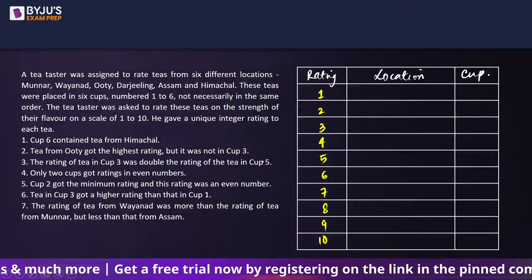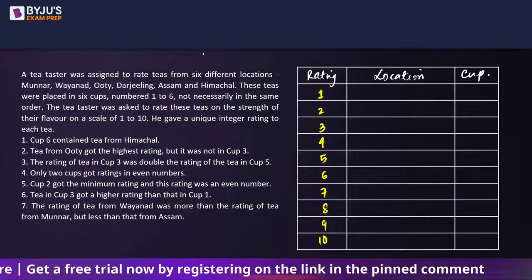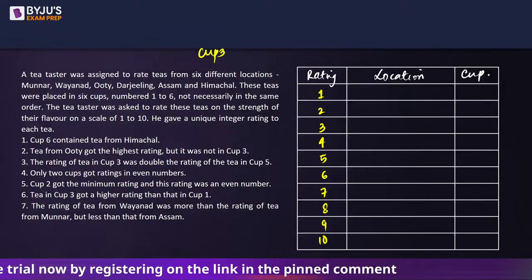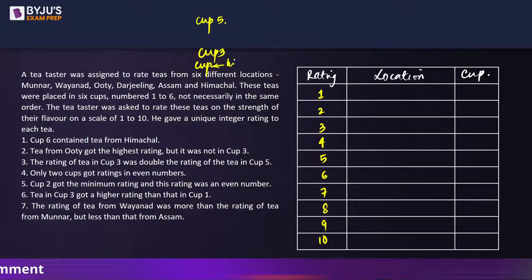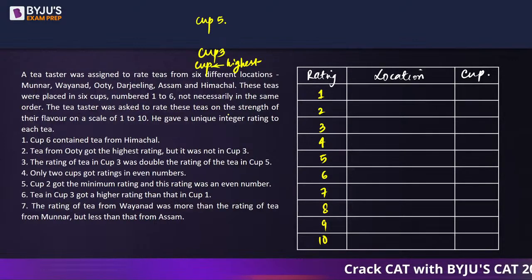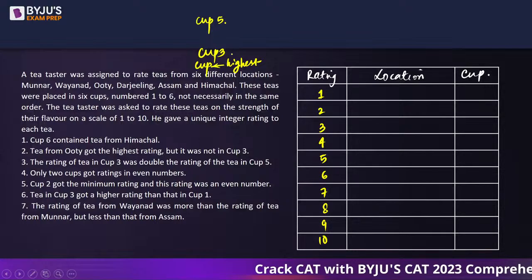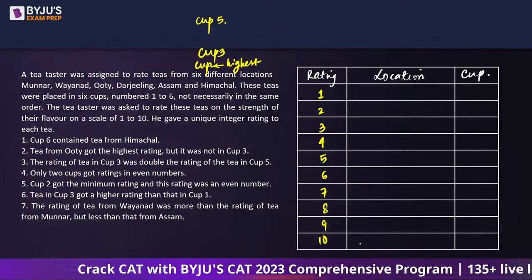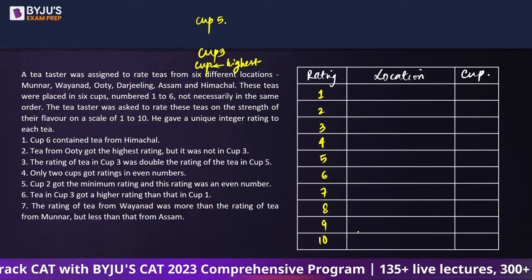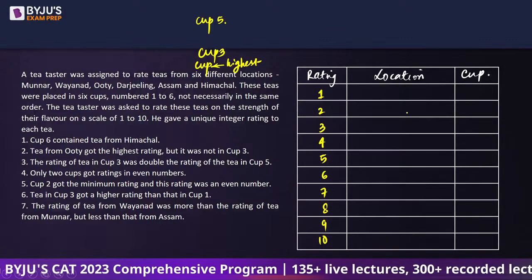But we know that cup 3 lies below cup 5, right? So we will have cup number 3, which is going to be below cup number 5. And we know that below cup 3 also, we have got a cup which has got the highest rating. This is using second statement, right? So Ooty wala highest hai, but wo cup 3 nahi hai. So this definitely tells us that cup 3 cannot be 10, which means cup 5 cannot be 5. So it can be 8 or 6 and so on.